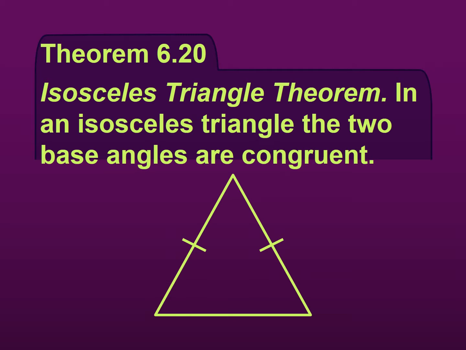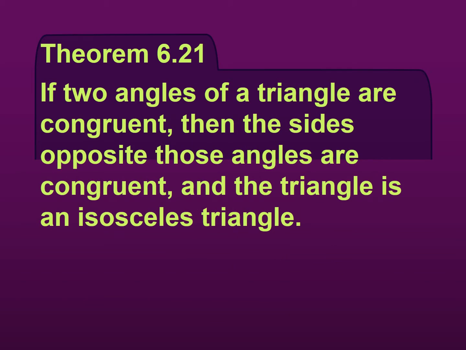And then the next theorem is the isosceles triangle theorem, and this theorem says that the two base angles are congruent because they have the same measurement. So since the base angles are congruent, you can show congruency. If two angles of a triangle are congruent, then the sides opposite of those angles are congruent, and then the triangle is an isosceles triangle. So if you have two angles that are congruent, the sides opposite those angles have to be congruent, and then you also have an isosceles triangle.